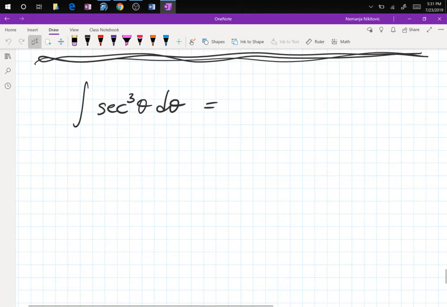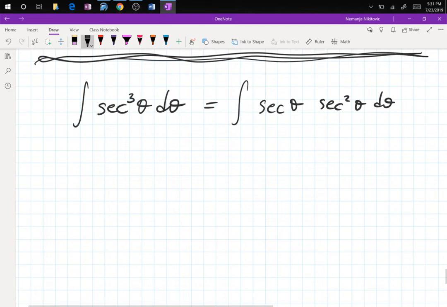So we start by peeling off a secant, and we have secant theta, secant squared theta d theta. Great, we have this, right? But then you say, if I am to keep secant squared in a bank for du, I need to have tangent for u. But there is no way to transfer a single secant into a tangent. So that's a dead end, right?